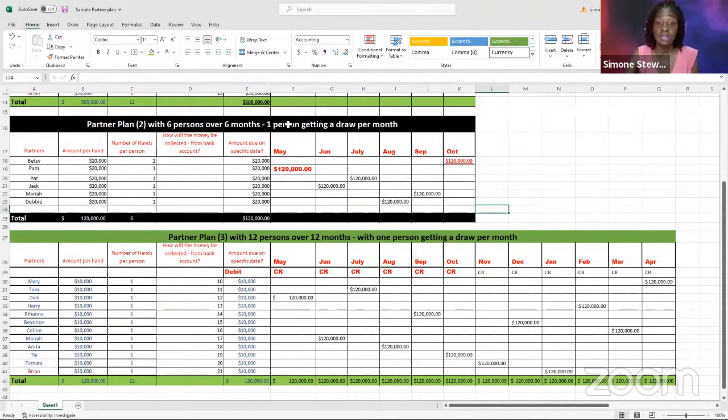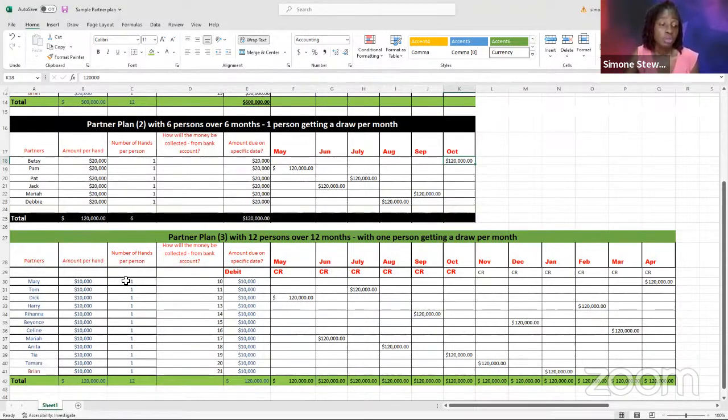And so if you notice, guys, quickly, and don't mind the fact that they're in red, it's just the formatting. So 6 months, everybody gets their $120,000. It's everybody pulling together the money, and each person gets their draw at the end or whichever time of the month you agree on. And within 6 months, this plan is over.